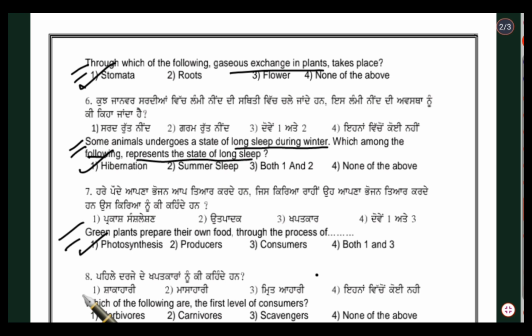Question number 8 is, which of the following are the first level of consumers? Herbivores are the first level consumers in a food chain. Why? Because they feed directly on the producers. They are essential for transferring energy from plants to animal levels in the food chain. So here the right answer will be herbivores.